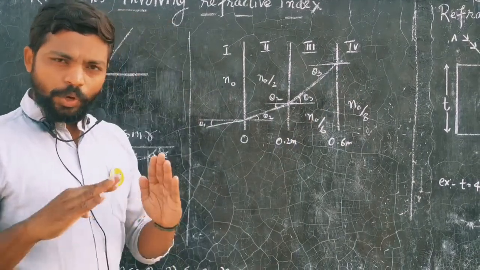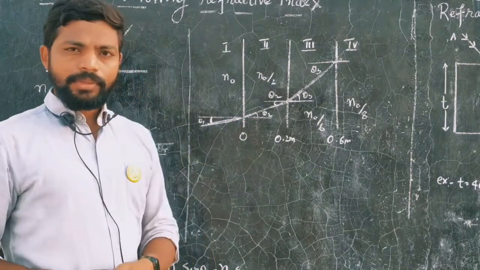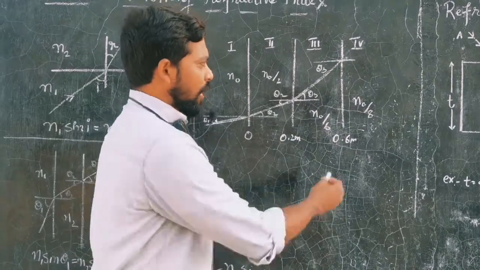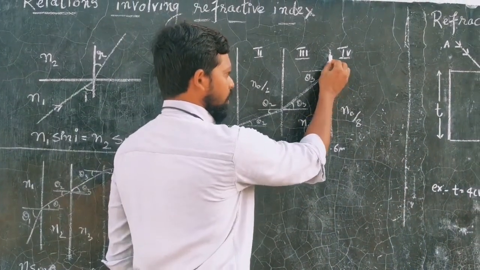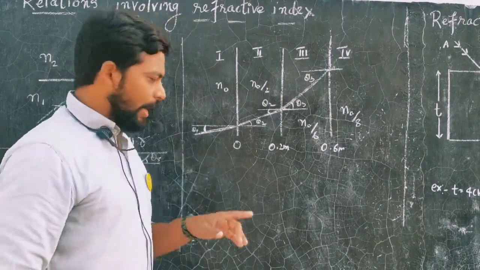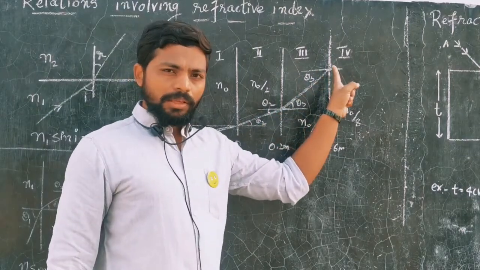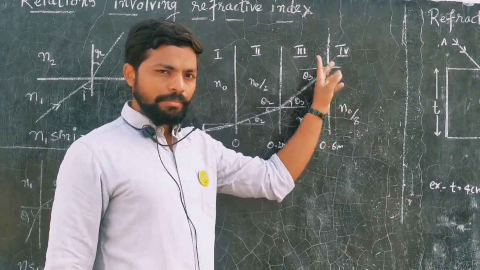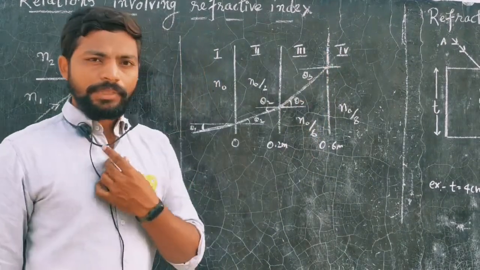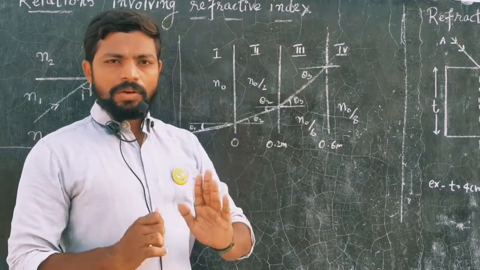Now the question is, for what angle of incidence will the emergent ray from the interface of the third and fourth medium not emerge, but instead graze the interface? I repeat the question again. For what angle of incidence will the ray actually pass along the interface? That means light is not entering the fourth medium. So that is the question. Now how would you solve this?